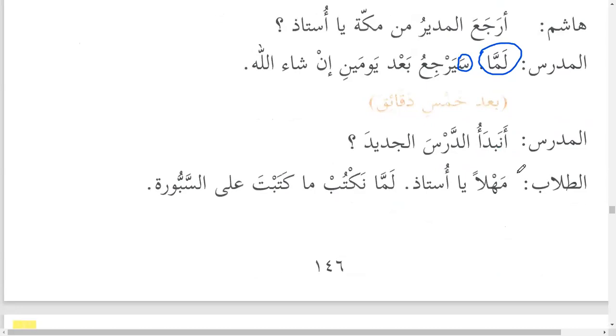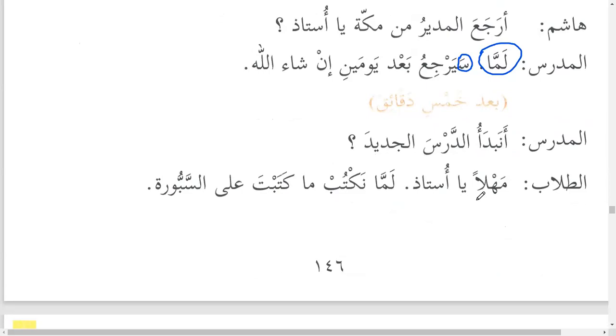Al-Mudarrisu: an abda al-darsa al-jadida. Shall we start the new lesson? Yes, Irfan? Tomorrow, sir, inshallah, next Sunday. He says, Mahalan ya Ustaz. Take it easy, O teacher. Yani slow down, O teacher. Mahalan ya Ustaz. Please slow down, O teacher.